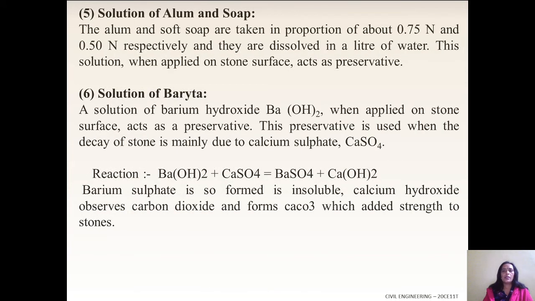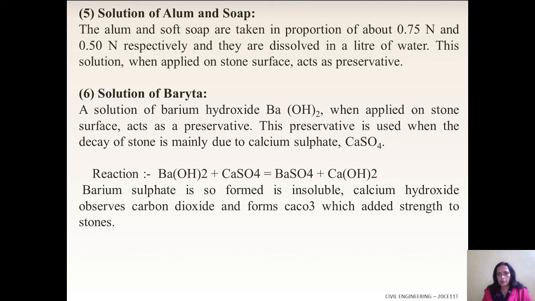Solution of alum and soap. The alum and soap solutions are taken in a proportion of 0.75 normal and 0.50 normal respectively. They are dissolved in a liter of water. This solution, when applied on the stone surface, acts as a preservative.